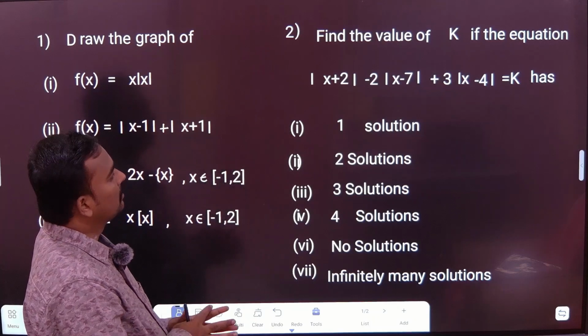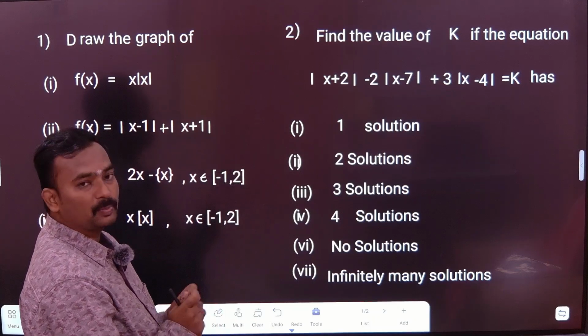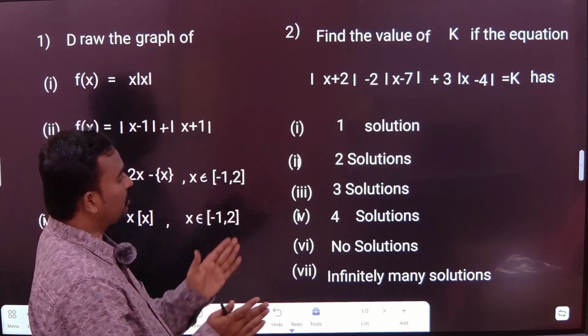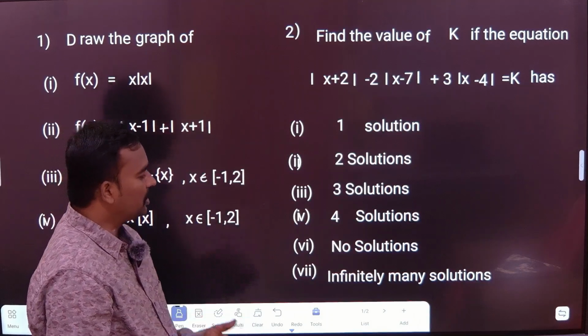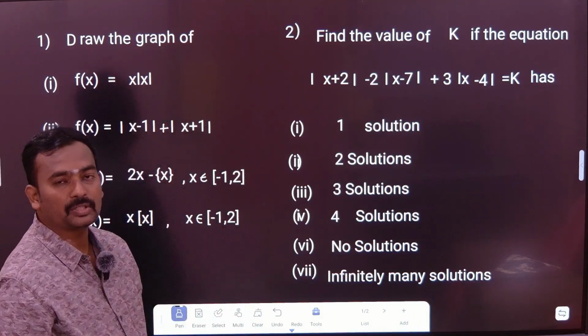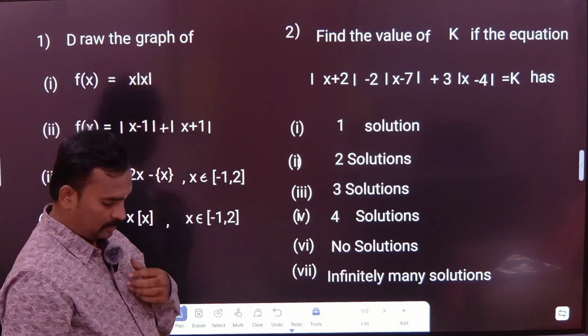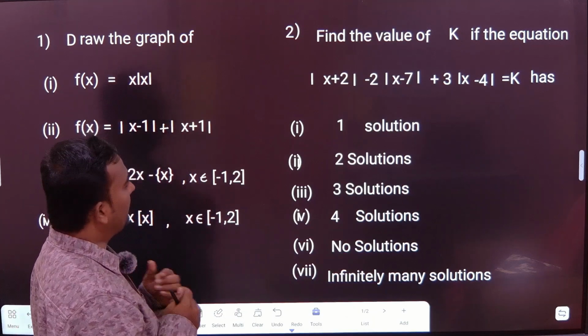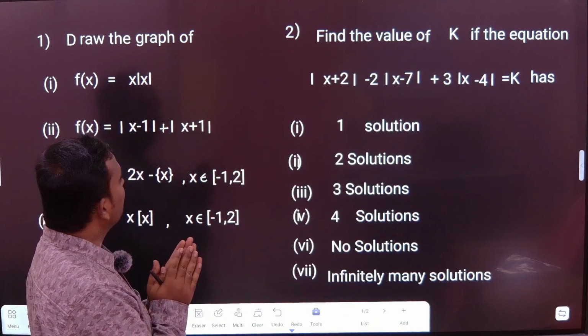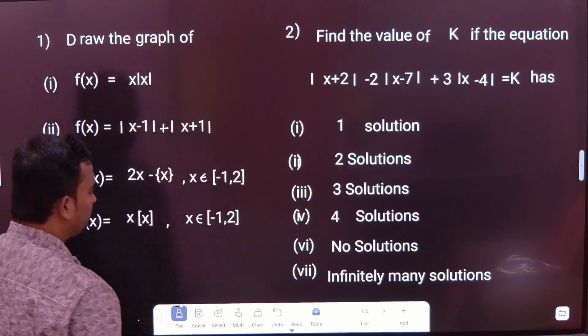For what values of k is it possible? This one solution, two solution, three solution, four solution, no solution, infinitely many solution. We need to calculate the k value. Clear? Okay, fine. Let me start with the first question.